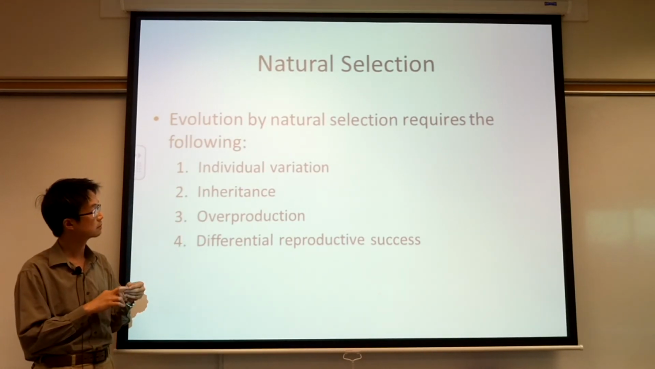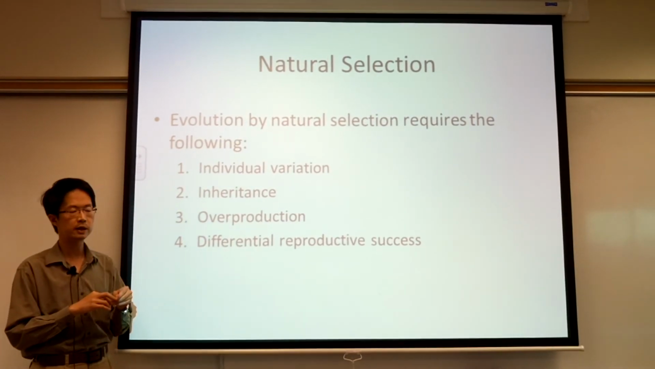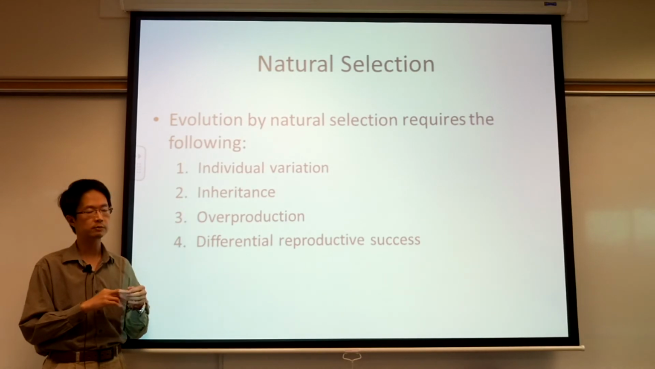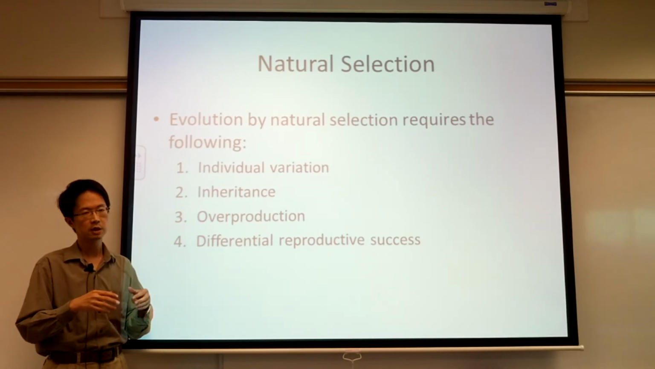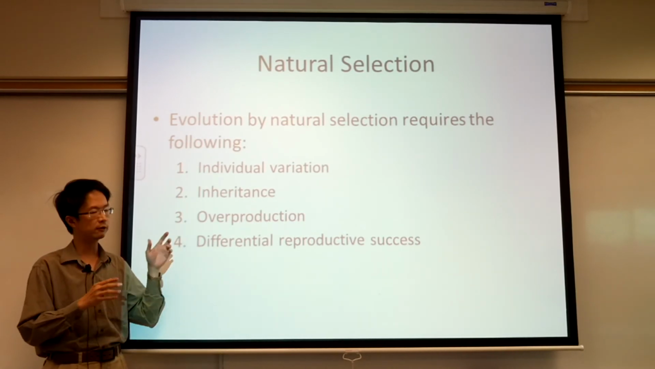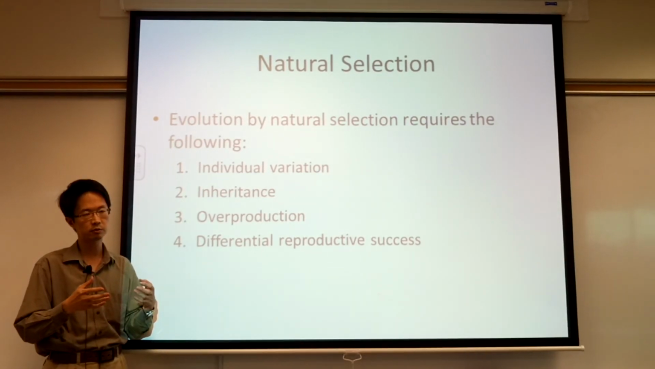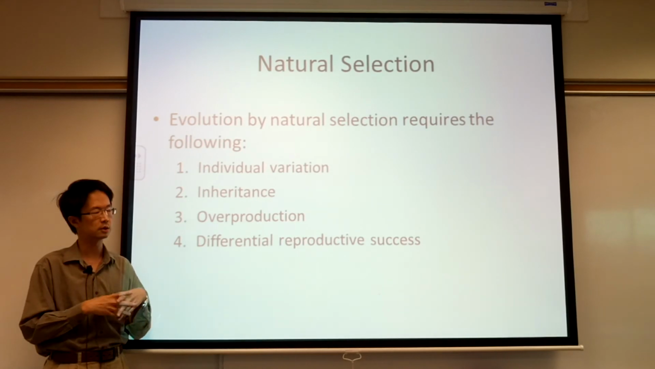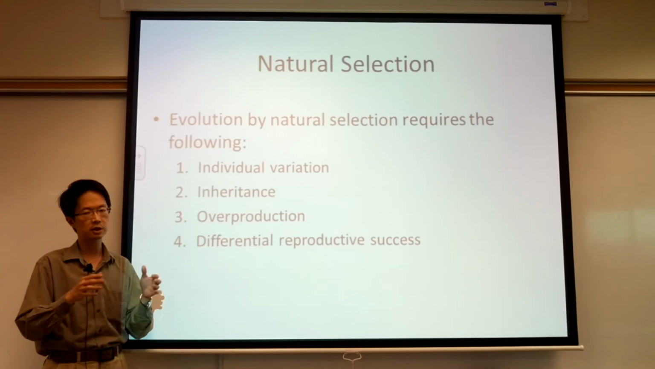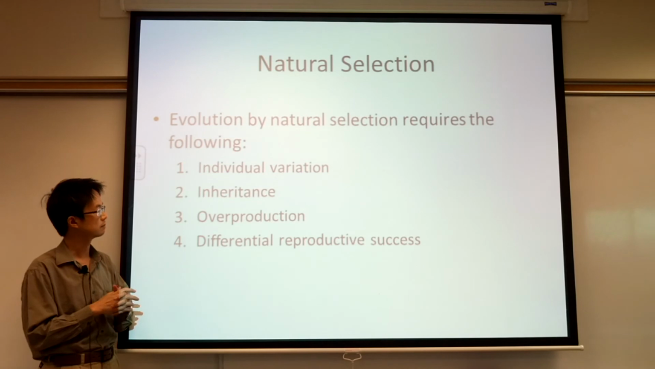Overproduction. The inherited trait has to be overproduced, meaning that in the next generation, a lot of the offspring should have this trait. Otherwise, if only a few of the offspring have this trait, then eventually this trait will be lost in the population. That's why it has to be overproduced, meaning that the majority of the offspring should have the same trait inherited.